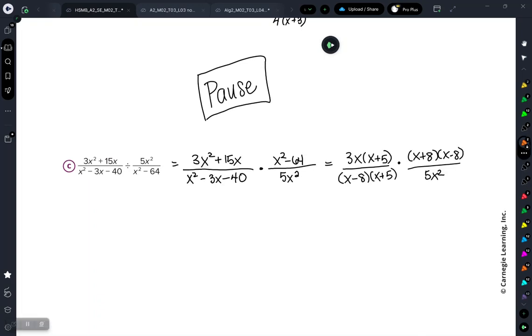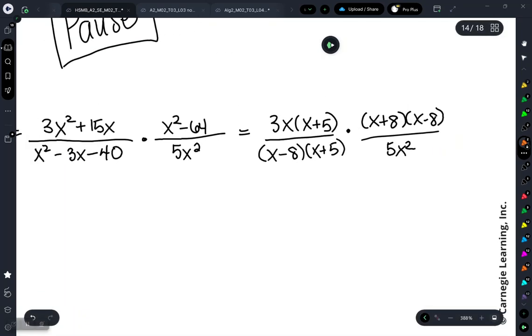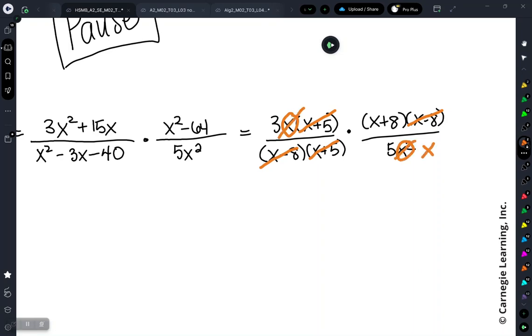Okay, I didn't quite finish it yet, but I did do the first 2 steps, which is to keep, change, flip. We rewrite it, and then I factored. So I'm left with 3x times x plus 5 divided by x minus 8 times x plus 5 times x plus 8 over x minus 8 divided by 5x squared. All right, so I see x plus 5s are going to cancel. We have an x minus 8 that's going to cancel. And then we have an x, which will cancel with one of the x's here, but you're still left with one extra x because there's an x squared.